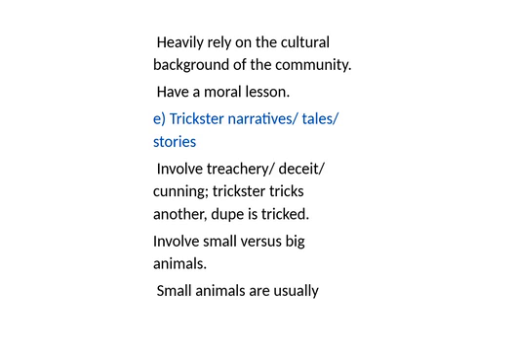We also look at the trickster narrative, usually referred to as tales or stories, and they involve trickery, deceit, cunning, or trickster tricks, where a character is tricked by another, what we call the dupe. The character who is tricked in a trickster narrative is usually referred to as the dupe. They involve small versus big animals. For instance, they may involve a small animal like the hare, or the rat, and big animals like the elephant or the lion.